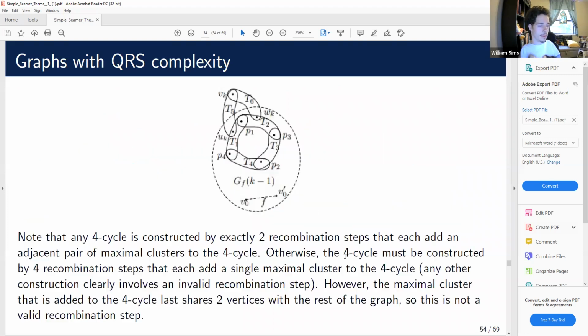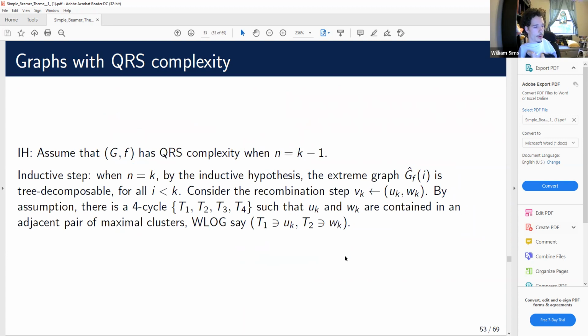Okay, so we've got this picture. For the induction hypothesis, we're going to assume that G comma F has QRS complexity when we only perform k minus 1 recombination steps, and we're going to show it for k recombination steps. By the inductive hypothesis, what it means to have QRS complexity is that all the extreme graphs for recombination steps less than k are tree decomposable. So we're going to consider this recombination step that adds v sub k.